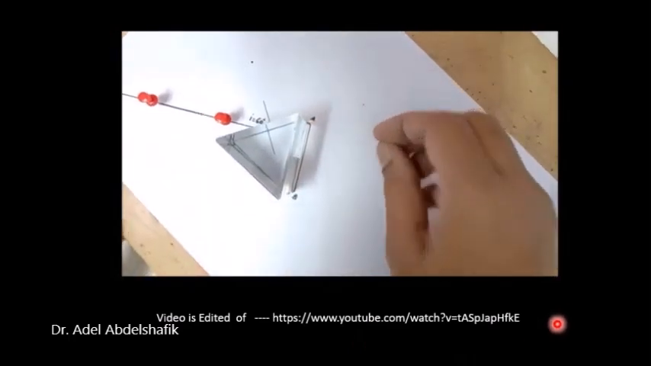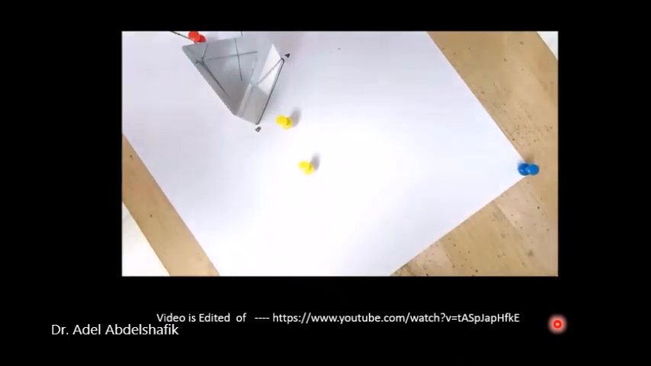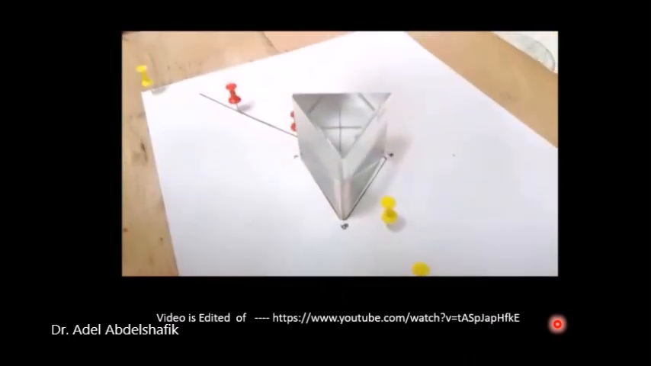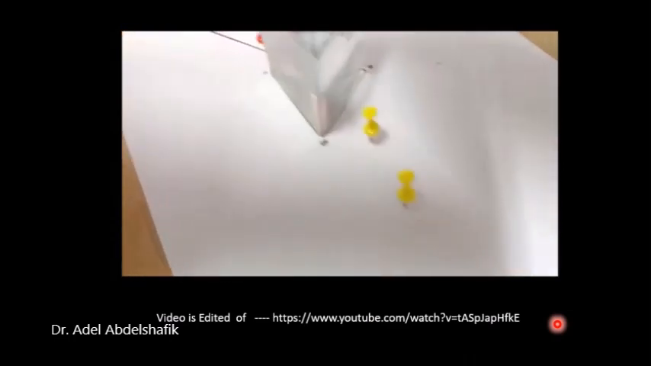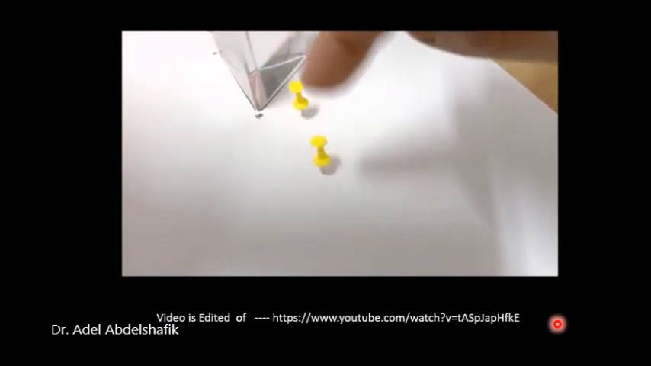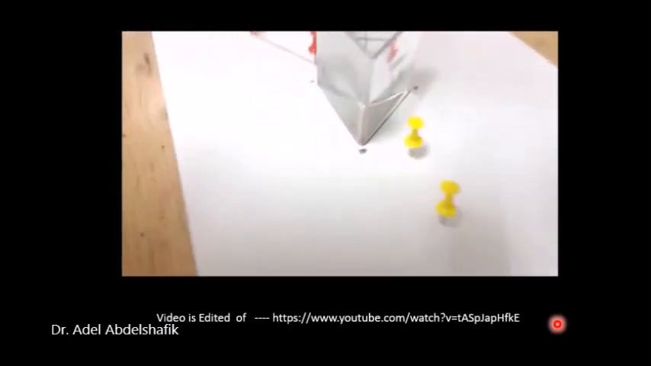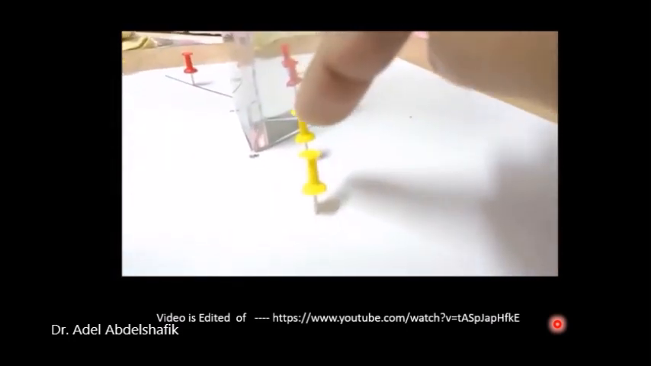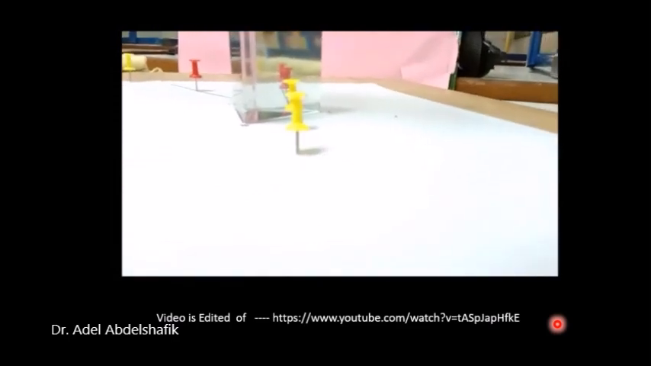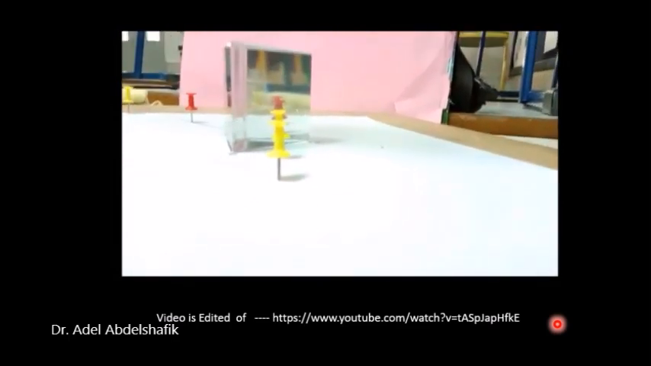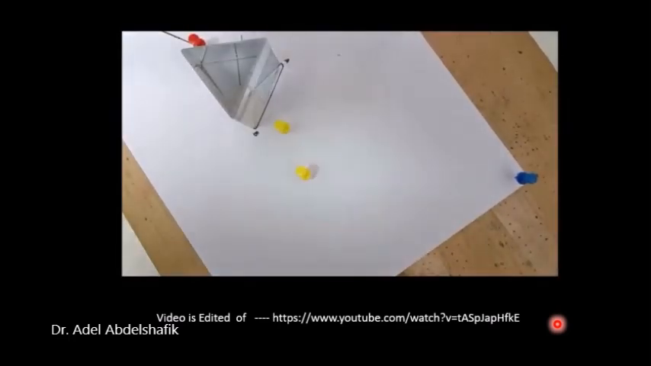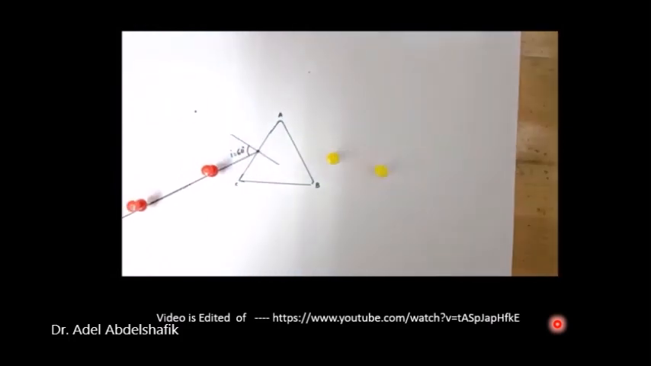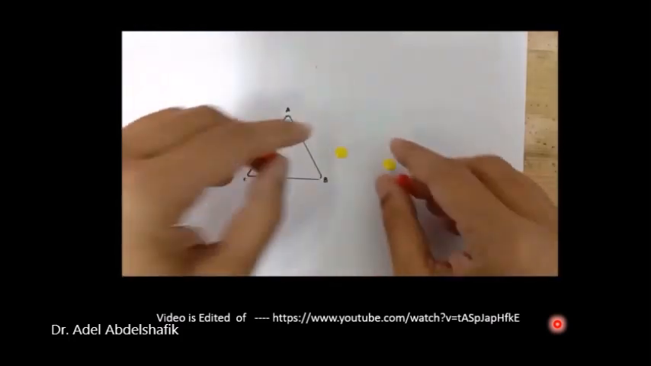Now we fix two yellow pens in such a way that the line joining them is continuous to reach the image seen of the two red pens as seen through the prism. Now we remove the prism and the pens, and we can draw the emergent ray.